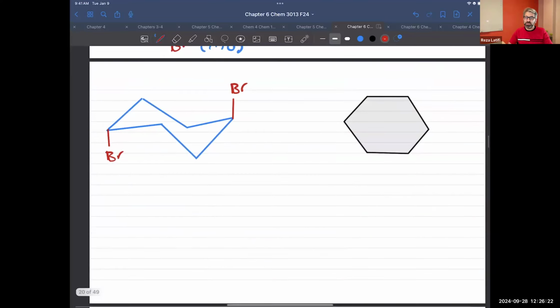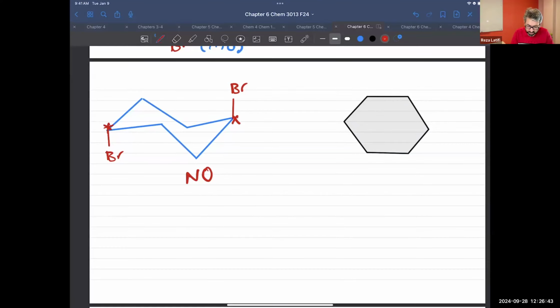Next, how about this? Do we have a stereo center? That's the first thing that you need to ask yourself. Do I have a stereo center? Okay, you might say, yes, there is a stereo center. One is here and one is there. And the answer is going to be no. No, we don't have a stereo center. Why don't we have a stereo center?